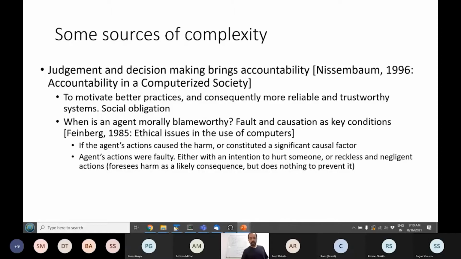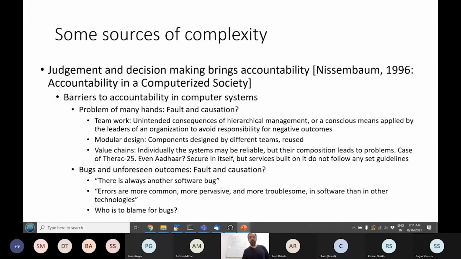This requires that for any action, whenever it goes wrong, you're able to identify the causal factor: if the agent's actions caused the harm or were a significant causal factor in it. So there was a cause that could be attributed, and these actions were faulty, either with an intention to hurt someone or reckless and negligent and so on. This is typically how laws have evolved, that you can make people accountable by putting laws and regulations in place, but these become possible if you're able to attribute causation, that the person's actions caused this thing, and you're also able to say that these actions were faulty, with some malintentions and so on. But with computers, this becomes difficult, attributing fault and causation.